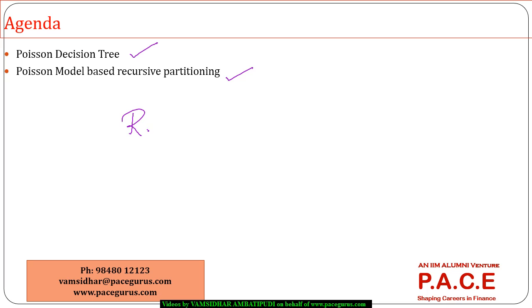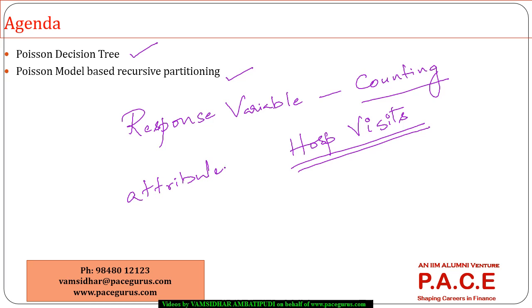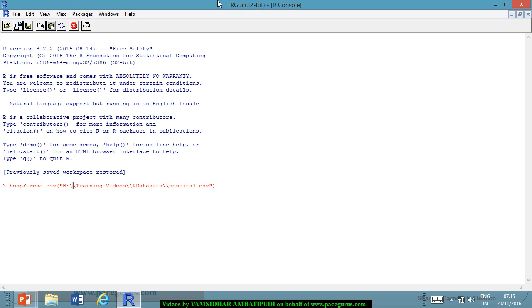If my response variable is a counting related variable, a number of occurrences, the example that I am taking is the number of visits to a hospital. I want to model how many times a person will make a visit to a hospital based on the various attributes associated with that person. For that, a small data set has been captured. Let me load that data set and explain it to you.